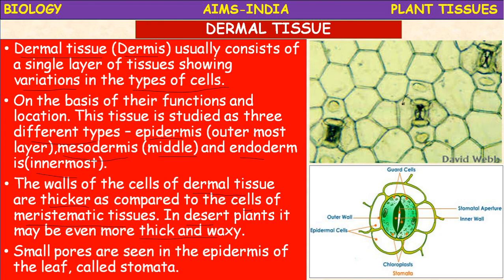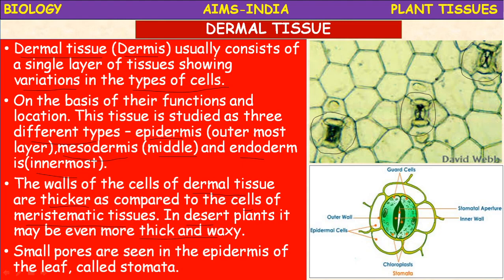Okay, these are the structures in the epidermis. Minute pores are present in the leaf. They are called stomata. They are present more in number on the lower surface of the leaf compared to the upper surface of the leaf. So this activity shows a part of the dermal tissue of the plant. Dermal tissue usually consists of a single layer of cells, showing variations in the types of cells. On the basis of their function and location, this tissue is studied as three different types.